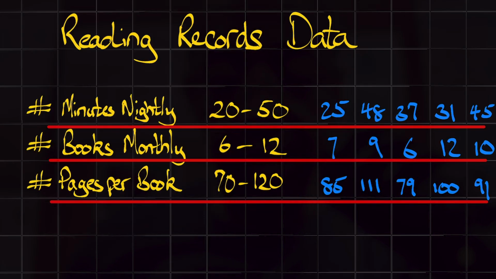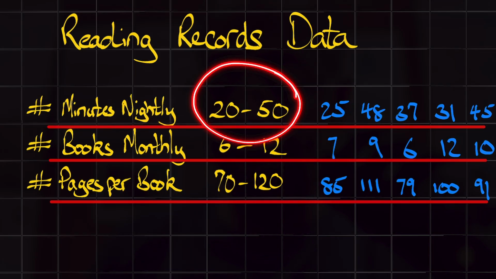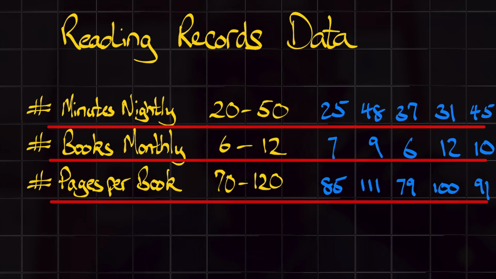Let's get cracking. A teacher records his students' reading and keeps all the data in one spot. He's got a chart here with 3 different types of information that he's recorded. The first thing he's checked are the number of minutes nightly read. The range is from 20 to 50 minutes, and we've got the actual data right there. The second category that he looked at was the number of books read monthly, ranging from 6 to 12. And the third is the number of pages per book.